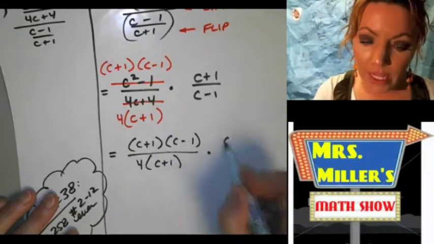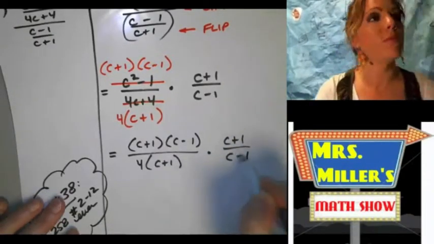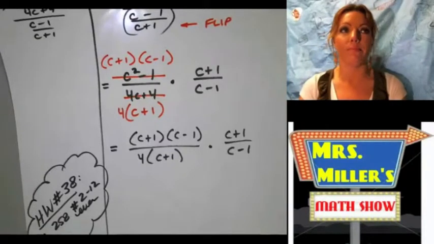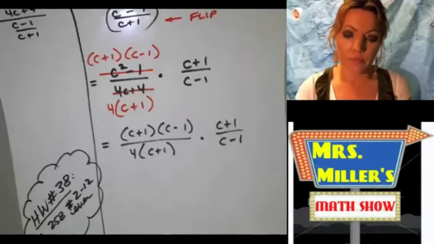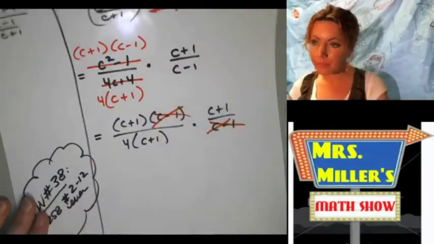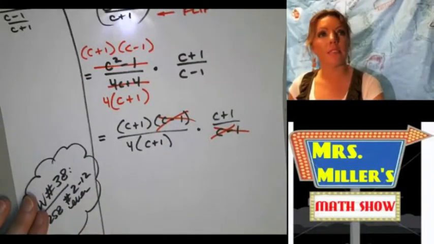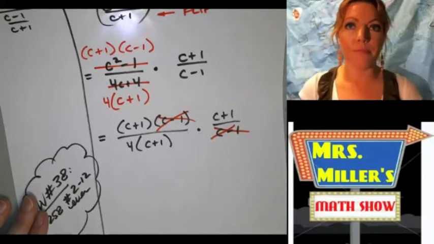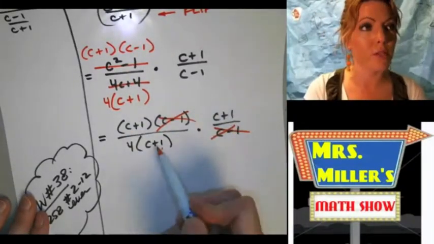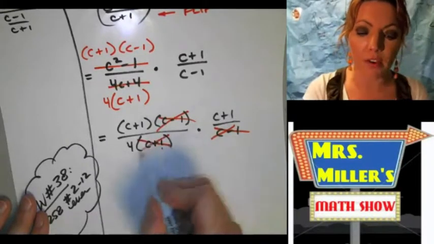c minus 1. Now's where the fun part starts. We get to cancel stuff. Zach. Cut out c minus 1 on both sides. Good. Everybody give it up for Zach. What else? Liz. c plus 1. Does it matter which one? Can I do this one with this one or this one with this one? Doesn't matter. Everybody give it up for Liz.